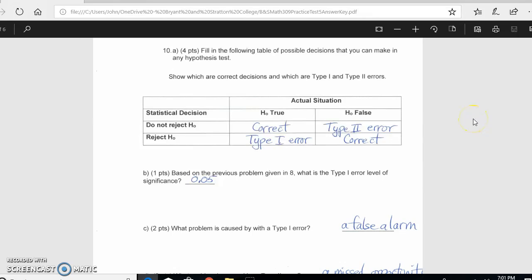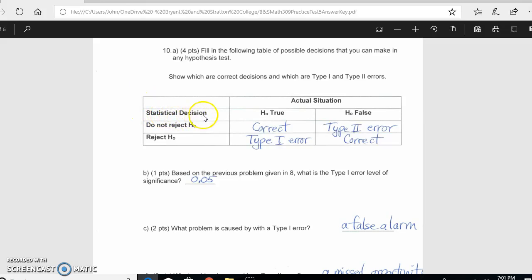This is practice test number 5, and we're working here on problem number 10. The problem states, fill in the following table of possible decisions that you can make in any hypothesis test. Show which are correct decisions and which are type 1 and type 2 errors.